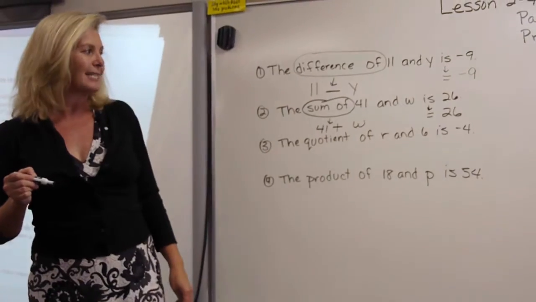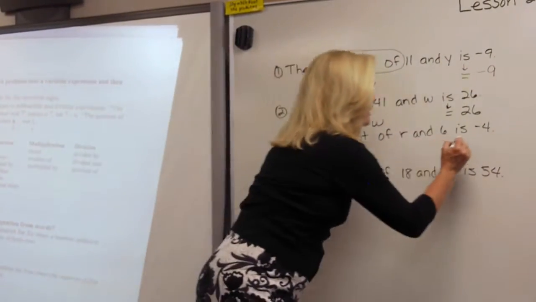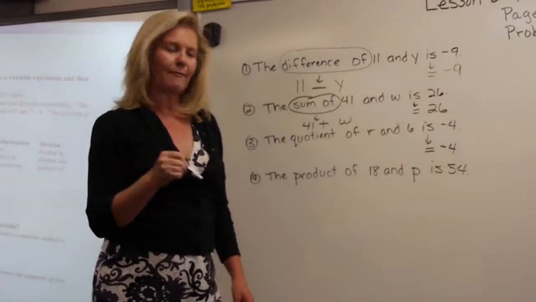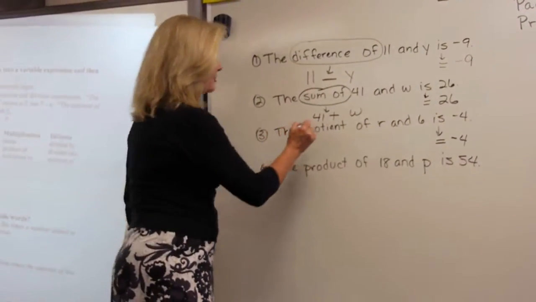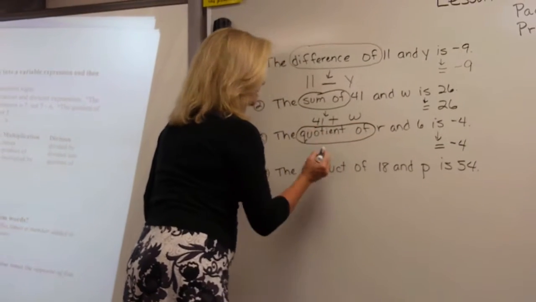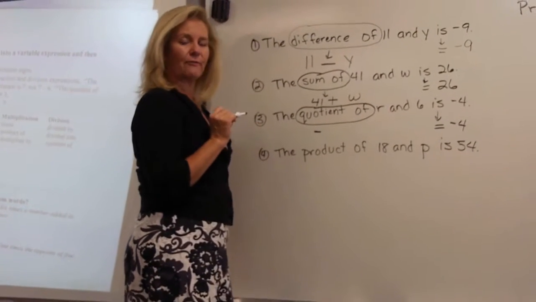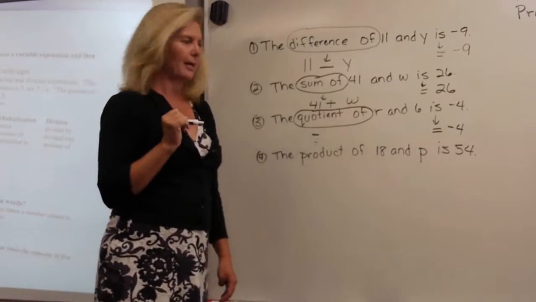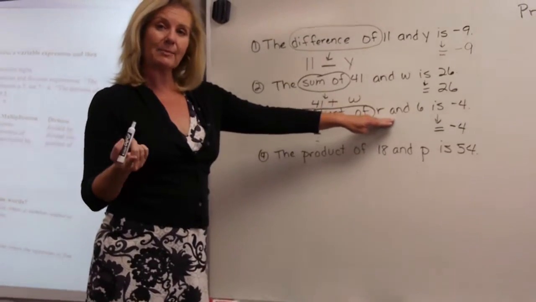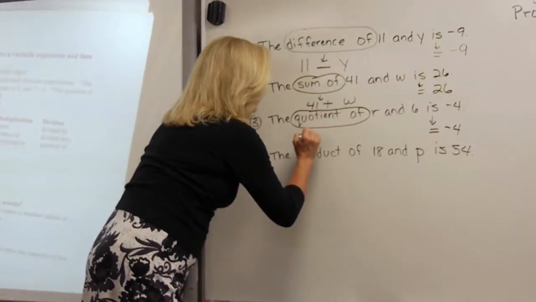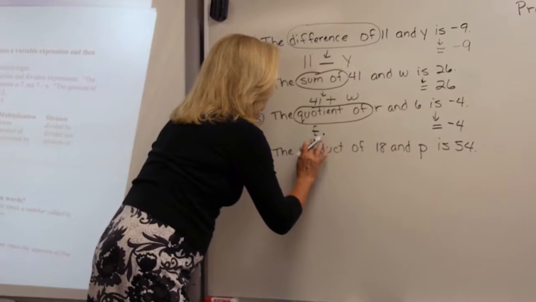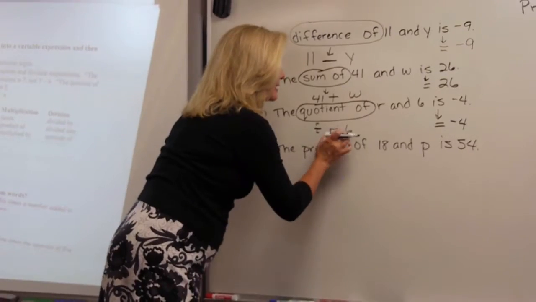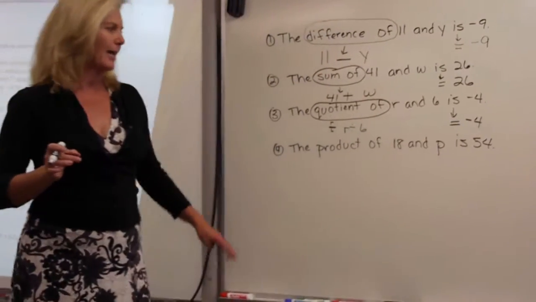The quotient of r and 6 is negative 4. Again, is my equal sign. Negative 4, easiest one to pull out first. Now I look for the expression on the other side. Quotient, I'm going to use the fraction bar for division. You could have also used the division sign. I'm going to keep the order the same because division, it matters. I could do r divided by 6, or let's just move this over. I could do r divided by 6. Either one of those would work for my equation.